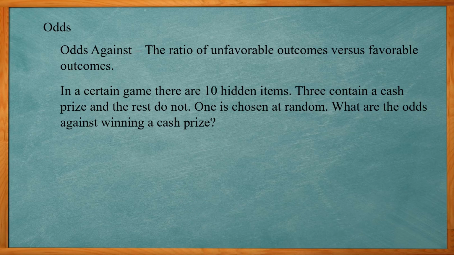So here we have odds against. This is the ratio of unfavorable outcomes versus favorable outcomes. So again, we have 10 hidden items. 3 contain a cash prize and the rest do not. 1 is chosen at random. What are the odds against winning a cash prize? So again, we want against. So this is unfavorable, which is 7, versus favorable, 3. So 7 to 3, or 7 over 3. All right, so that was odds against.